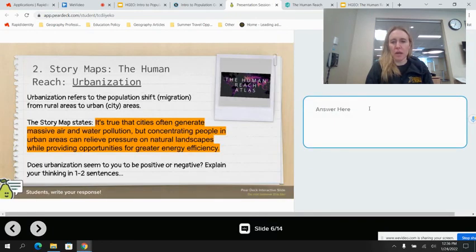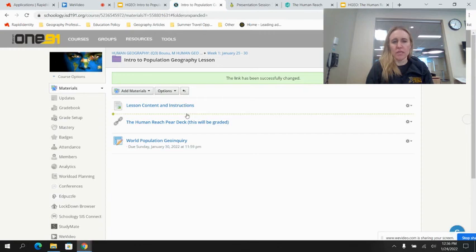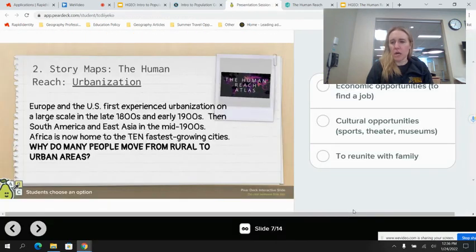Some of them are going to be written answers. You're going to write your answers in there. Some of them are more multiple choice. So that's the Pear Deck. This will be graded, so I will be able to see your answers.